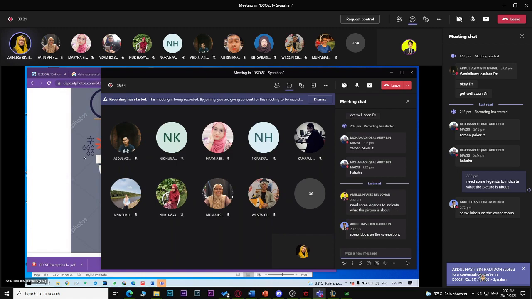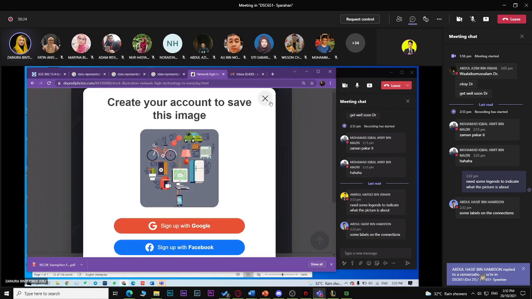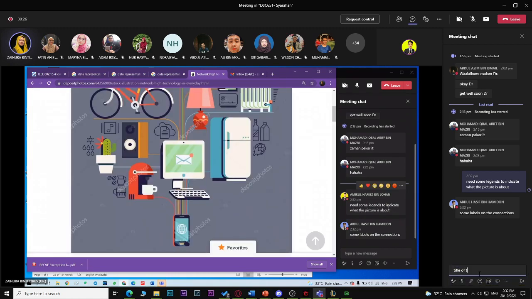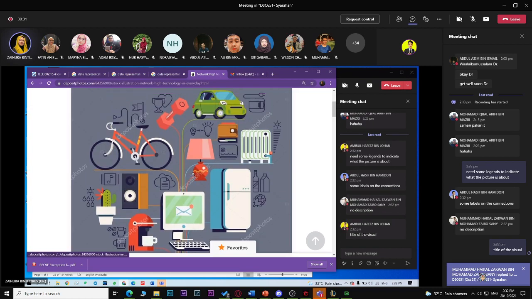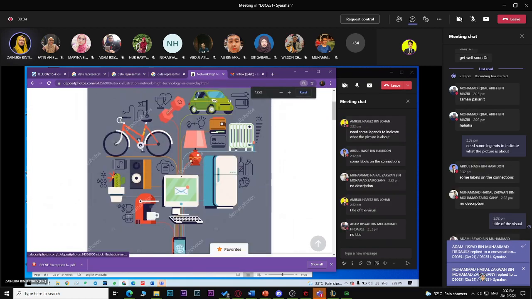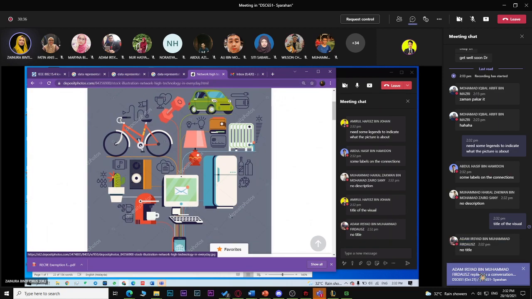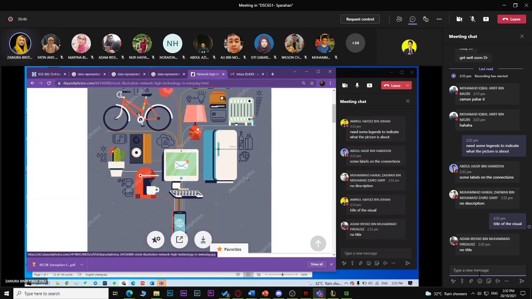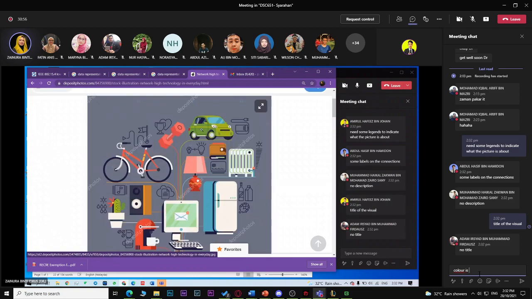Yes. Betul, pandai pun. Tak ada legend. Label ni, connection apa sebenarnya ni? You nak cerita apa ni connection ni? Betul. Title pun tak ada. Ya, betul. How about the colour usage? If you think it's okay, then it's okay lah. You just say colour is good as an example. The colour is good, but lack of labeling. Yes, line-line ni tak ada label.